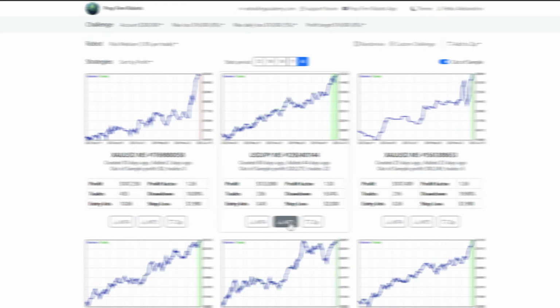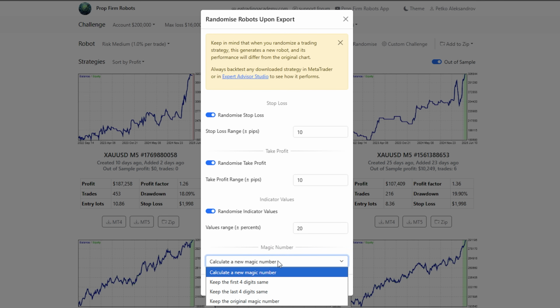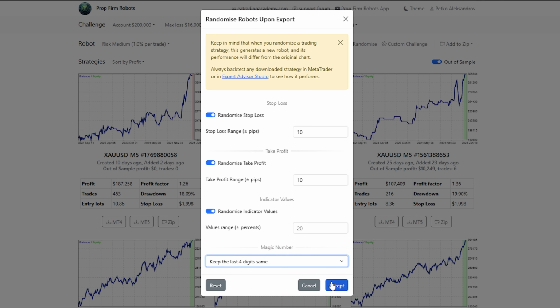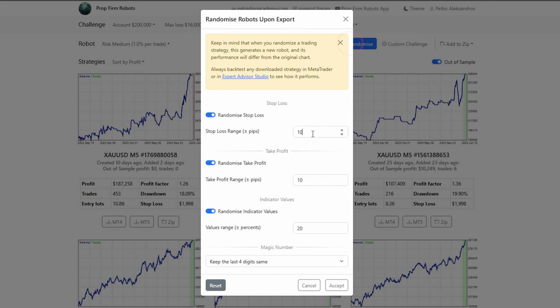But the other thing I need to do is to randomize it to make sure I have unique stop loss, unique take profit, and if I randomize a little bit the indicator values, I'll also have unique entries. I usually keep the last 4 digits the same so I can recognize the expert advisor, so I'll know it's the one ending on 1144. But at the same time, I don't want to randomize it too much in order to keep the good performance, so I'll keep it just to 5 with all of it.